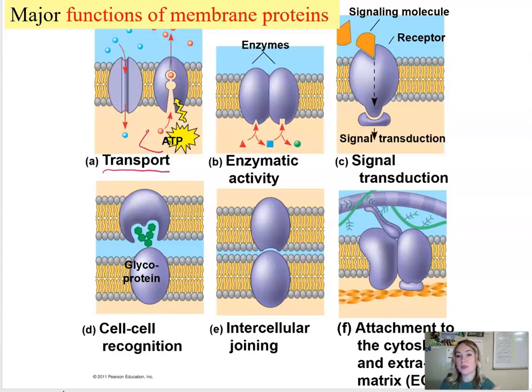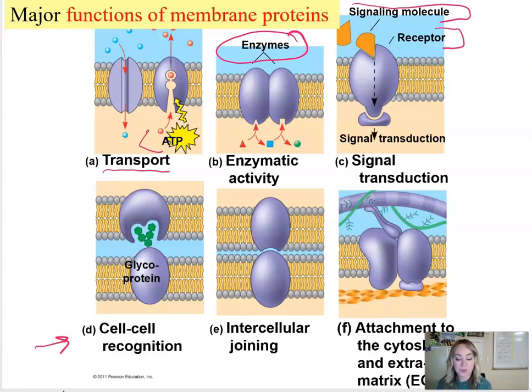These proteins that are embedded in the membrane can also act as enzymes. Remember, they do not get used up by the reaction. They only help facilitate the reaction. So yes, enzymes can be embedded in the membrane. Some of these proteins will carry out the function of a receptor. I'll call them little antennas because they are going to pick up signaling molecules, ligands, and then initiate a cascade of events inside the cell. We call that signal transduction.